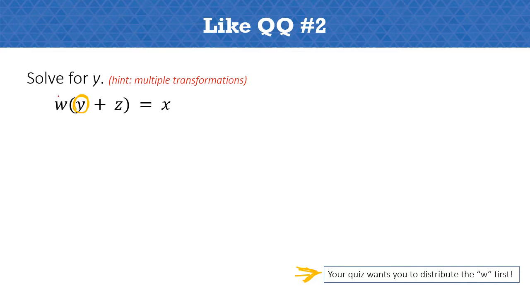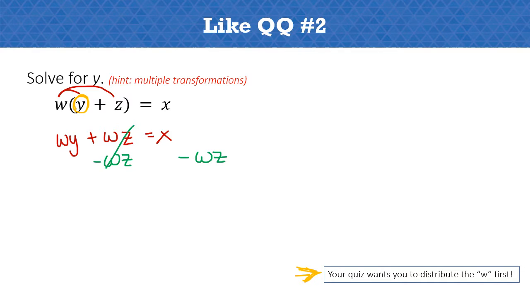So distribute the w first. Remember, distribute is a fancy word for saying multiply. So that's going to give us wy plus wz is equal to x. Now we want to keep in mind we're still getting that y by itself. So from here, if we're multiplying something times the y and then adding something, we need to always undo that addition first. So we're first going to subtract that wz from both sides.